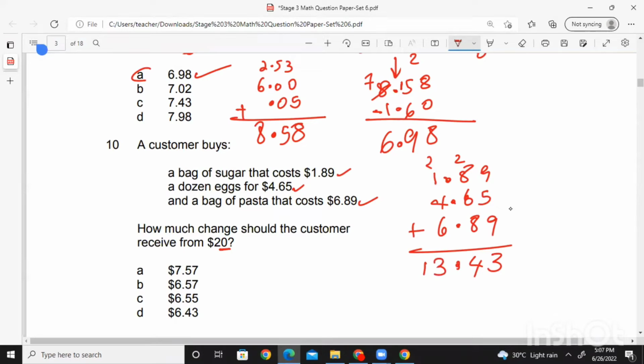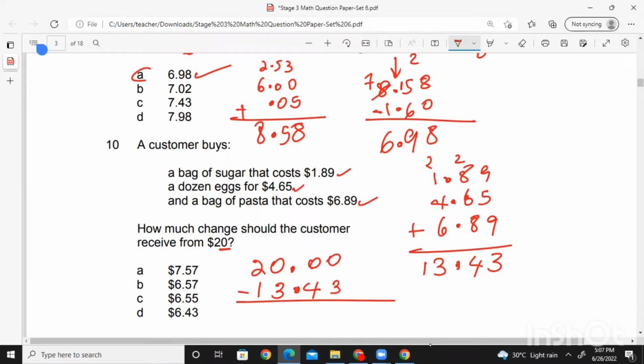So what am I looking at? I'm looking at $1.89 plus $4.65 plus $6.89. When I add that, I'm getting $13.43. Remember now that I took $20 to the shop. If I want to put a 0.00, that's fine. But I took $20 to the shop, so I want to subtract that.